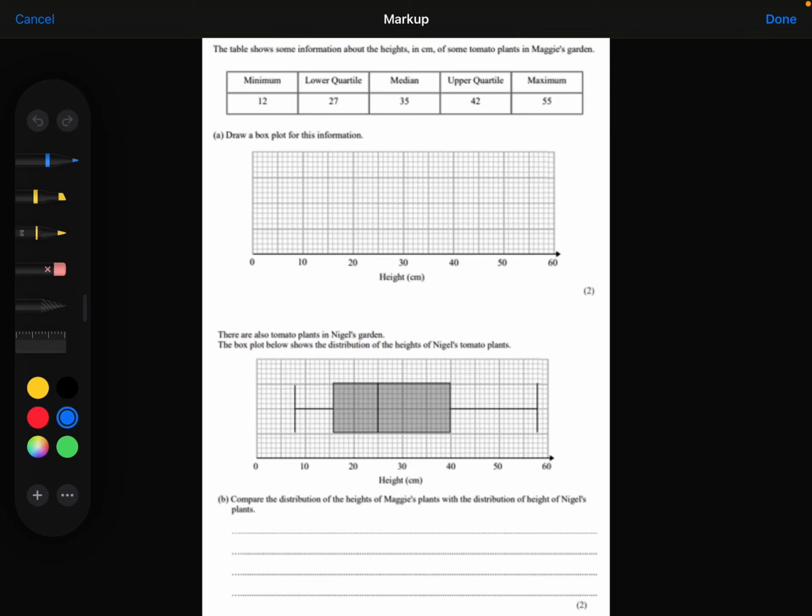The table shows some information about the heights in centimetres of some tomato plants in Maggie's garden, and I need to draw a box plot for this information.